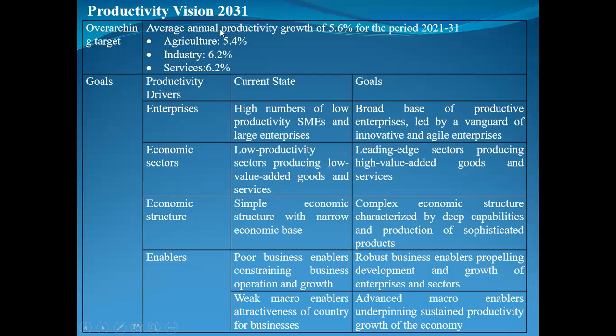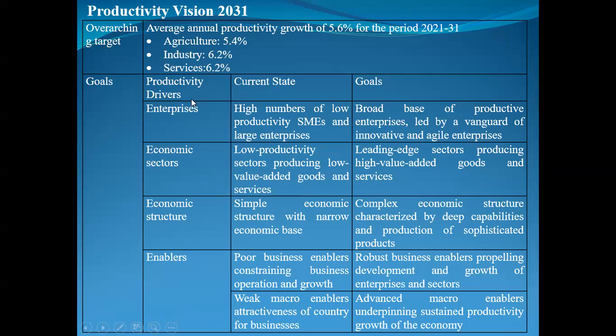Productivity vision is the second the government has made this year already. This is the main vision: agriculture growth 5.4%, industry 6.2%, service 6.2%. Only three areas are considered by the government, 2021 to 31, with average productivity growth of 5.6.